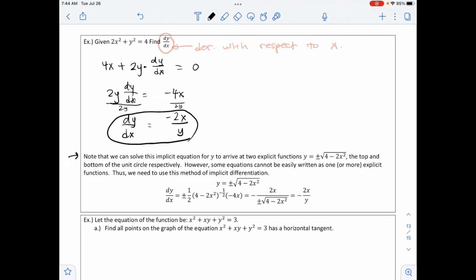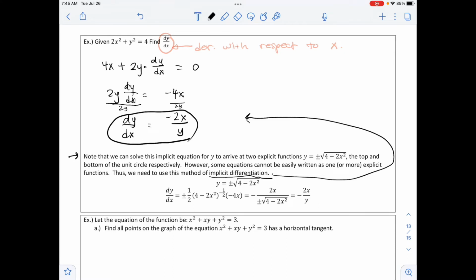And then also it says at the bottom, note that we can solve this implicit equation for y and arrive at two explicit functions. You get y equals plus or minus the square root of 4 minus 2x squared. And you get that again by solving for y in the given problem, the top and bottom of the unit circle respectively. It says, however, some equations cannot be easily written as one or more explicit functions. Thus, we need to use this method of what's called implicit differentiation, which is what we used up above. So again, this implicit differentiation idea is what we used up here to solve for this derivative.